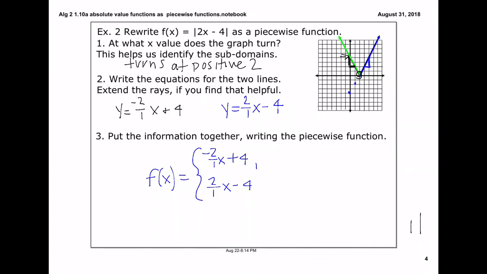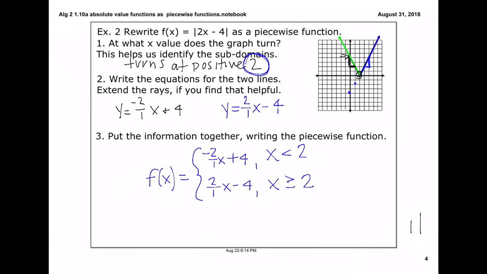Our green line only was where x was less than 2. So you're going to use your turning point when you're setting your subdomains. And our blue line, we're going to say x was greater than or equal to 2.